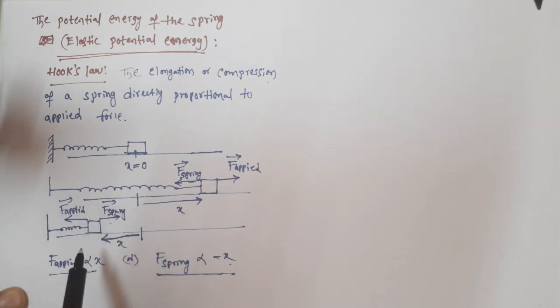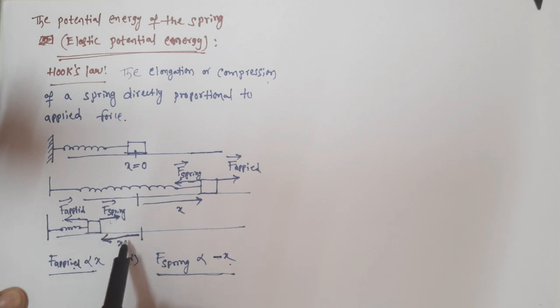Again in this case also, applied force and compression of the spring are both in the same direction. But what about the spring force or restoring force? Spring force is this way, but the compression of the spring is in the opposite direction. So when you write extension or compression in terms of restoring force or spring force, you are supposed to use a minus sign. But when you write extension or compression of the spring in terms of applied force, we need not use a minus sign here, because both are in the same direction.